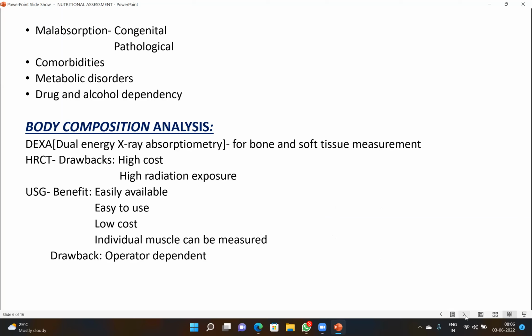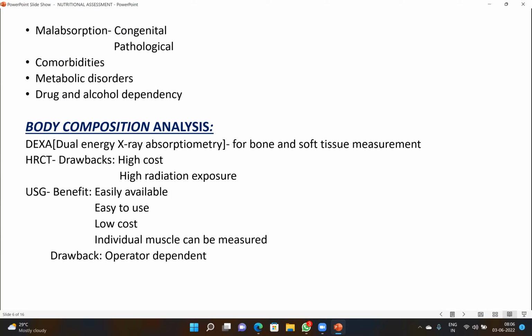Malabsorption should be classified as congenital or pathological in cause. Comorbidities, if there are any metabolic disorders, and if the patient is drug or alcohol dependent.